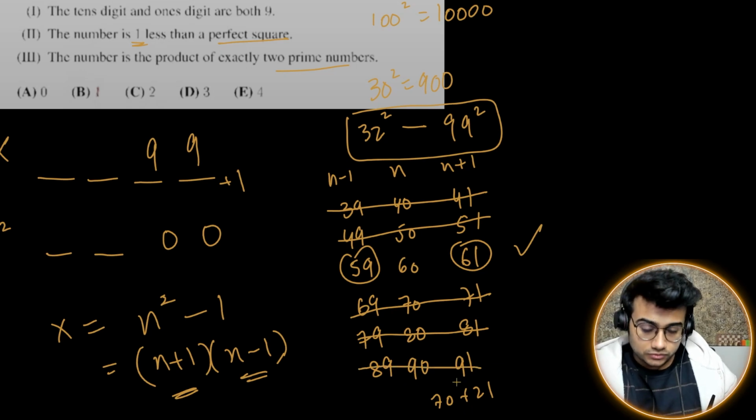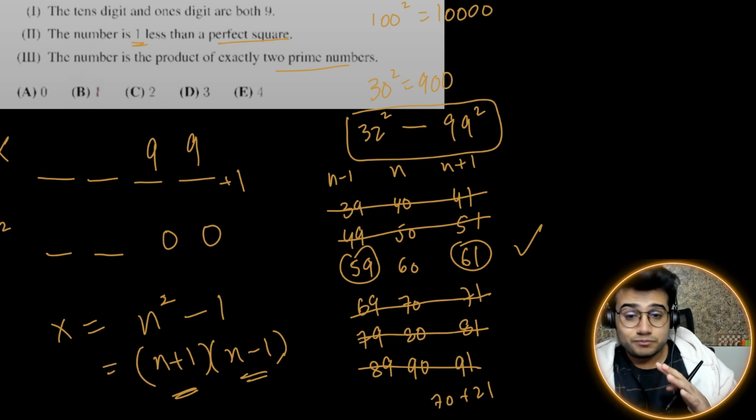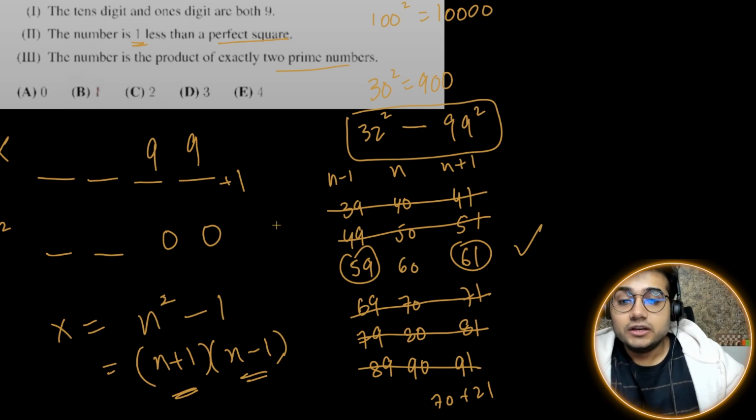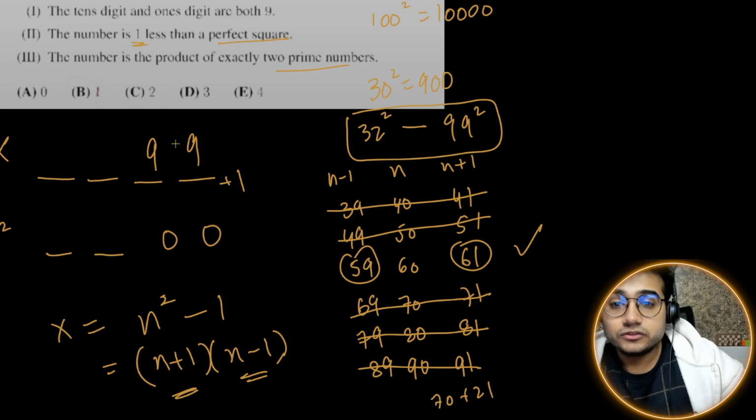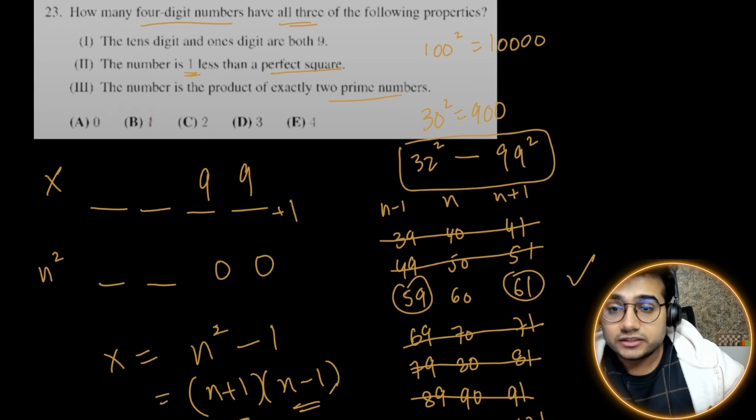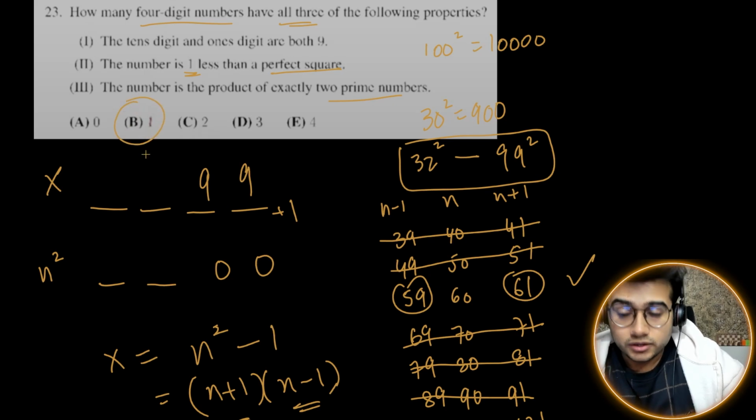So that's also not a valid option. So you see, just memorize the squares. It's really helpful. So we know there's only exactly one possibility that works, and that is x being equal to 59 times 61. So there's exactly one such number, and the answer is B, 1.